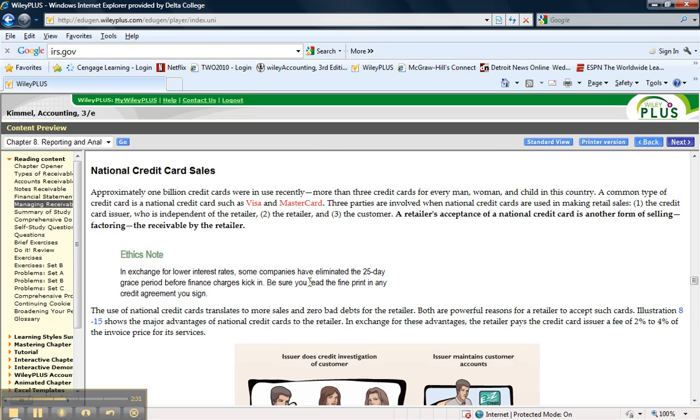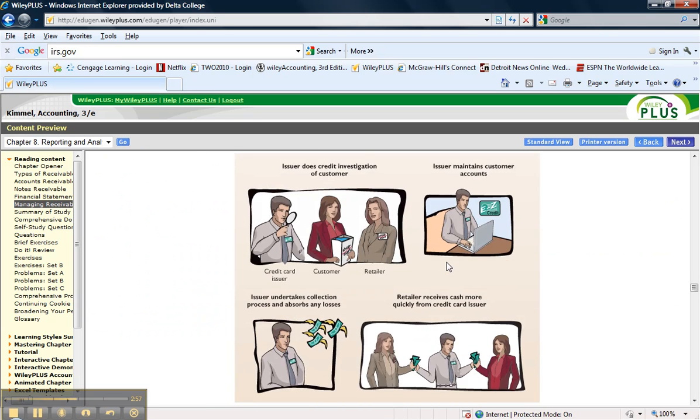So you go into Target, use your Visa card, $100 purchase. Visa will pay Target right away, usually the same day, but they're not going to give Target the full $100. They're going to give Target like $96, $97, and they're going to then collect the $100 from the customer. So there's a service charge that Visa charges the retailer for accepting their credit card.